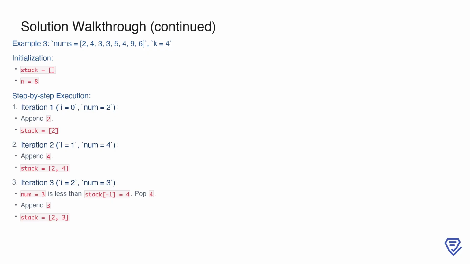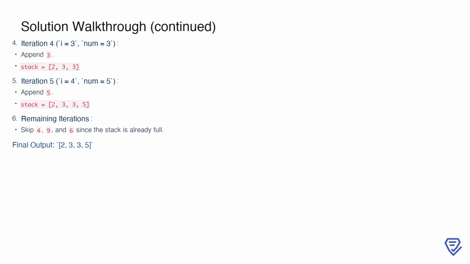In the third iteration, number is 3. Since 3 is less than the top of the stack, which is 4, and there are enough elements left to complete the subsequence, we pop 4. We then append 3, resulting in a stack of 2, 3. In the fourth iteration, number is 3 again. Since the stack size is still less than k, we simply append 3, making the stack 2, 3, 3.